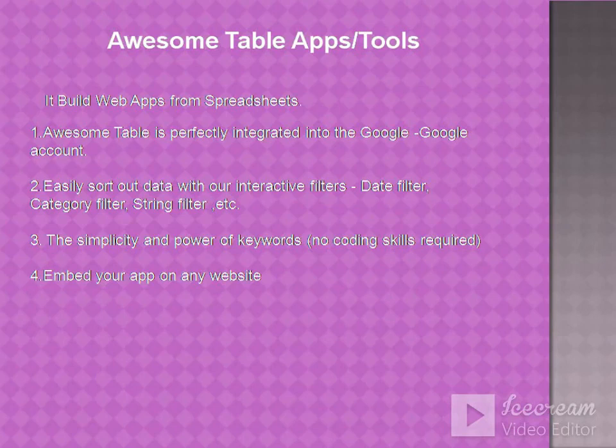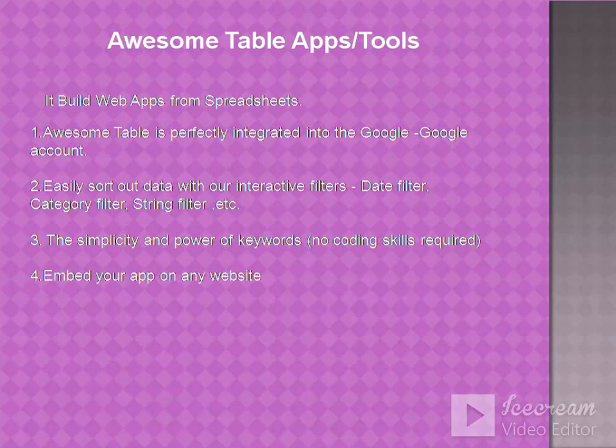Now we'll see Awesome Table apps. It builds web apps from spreadsheets. Also, it transforms any data into beautiful, dynamic and functional apps. There are a number of features of Awesome Table web apps. First, Awesome Table is perfectly integrated into the Google and Office 365 environment. The only requirement for Awesome Table is to have a Google account.